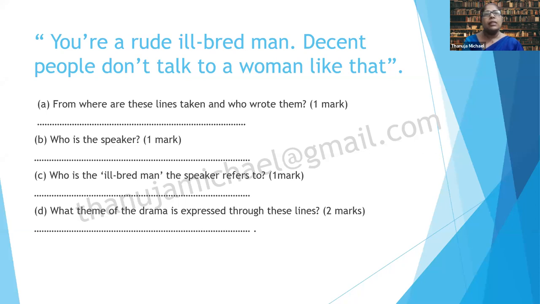Now, Popova says decent people don't talk to women like that. So during this 19th century Russian era, men had the privilege of even beating women. They were legally given that grant, not good human rights and all that. That's why the answer, female emancipation, goes better, because decent people don't talk to a woman like that. So this is what Anton Chekhov wanted to bring about in his society: a change in perception of his audience.